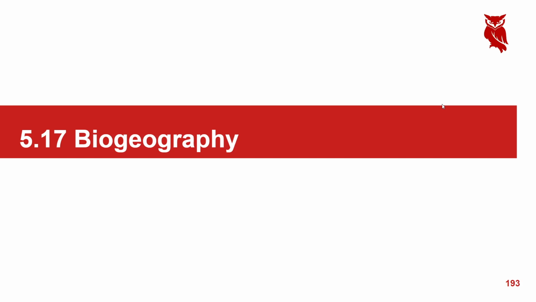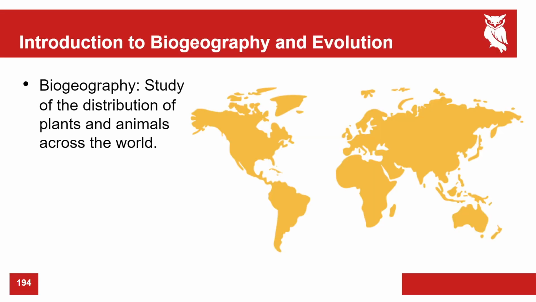Now we're going to take a step back and look at the larger level, specifically when we talk about biogeography. If we break that word down, bio means life, geo means earth, graphy means drawing. So essentially this is the integration of mapping where things are within the world into the evolutionary history of organisms and biology as a whole.